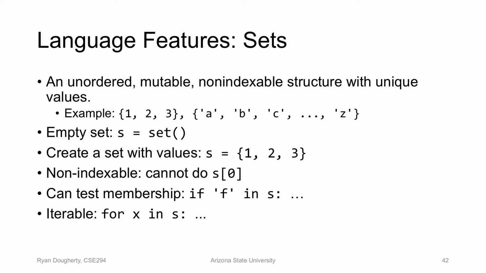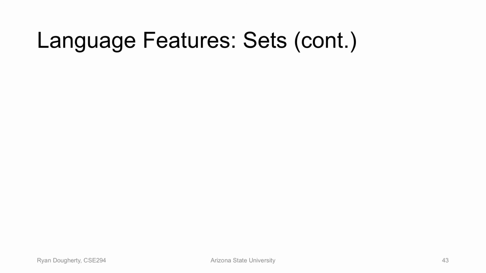Yeah, it's exactly the same thing. Iterable, so you can just say for x in s, just the same way as you can do with a list, but now the x is going to be iterating over the elements in the set. And you can't guarantee order, obviously.